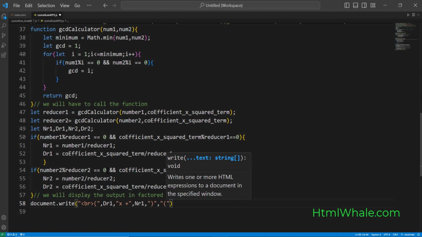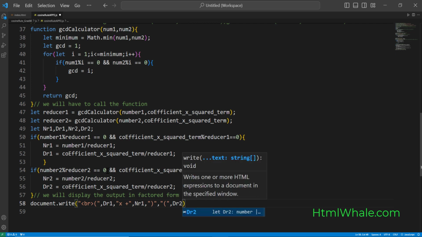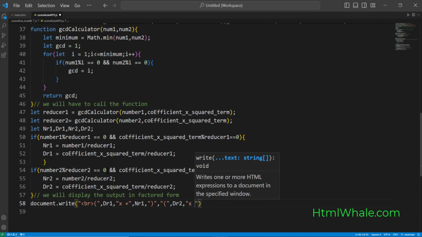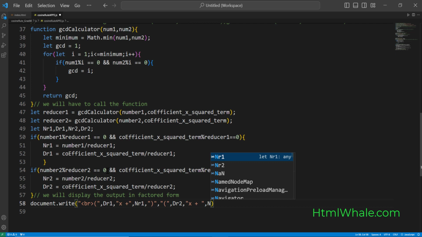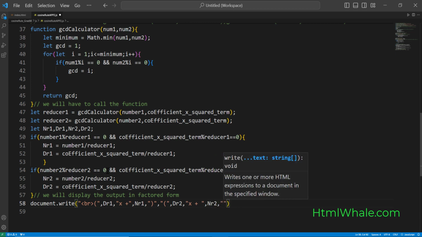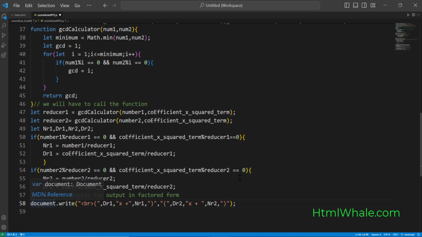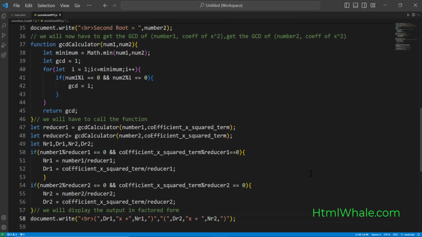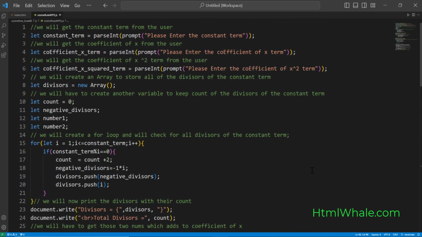Okay, so this is going to be dr2 with x plus, and then we will have to place nr2. Okay, that's a little bit challenging, but as you practice, you will be able to observe that you are becoming proficient in these format techniques. Okay, so that is all about. So I'm going to save it. So this is a 58 line code for solving a trinomial.